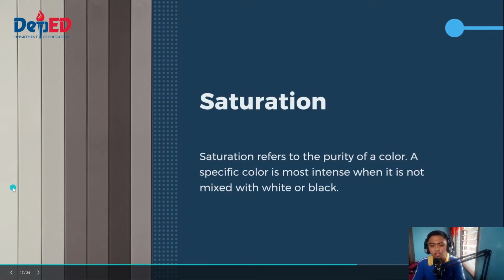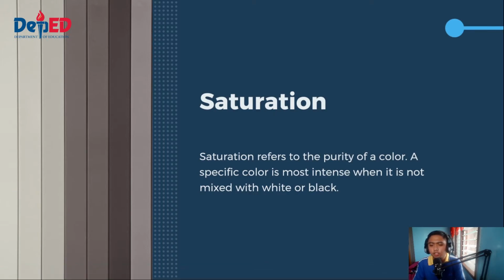And then saturation. Saturation refers to the purity of a color. A specific color is most intense when it is not mixed with white or black. So the hue here is the purest form. It means it's the most vibrant of all the colors. So let's say it's a yellow, it's the brightest yellow that you can see. Okay? Or if it's blue, it's the vibrant blue. Okay? It's a 100% saturation of blue.